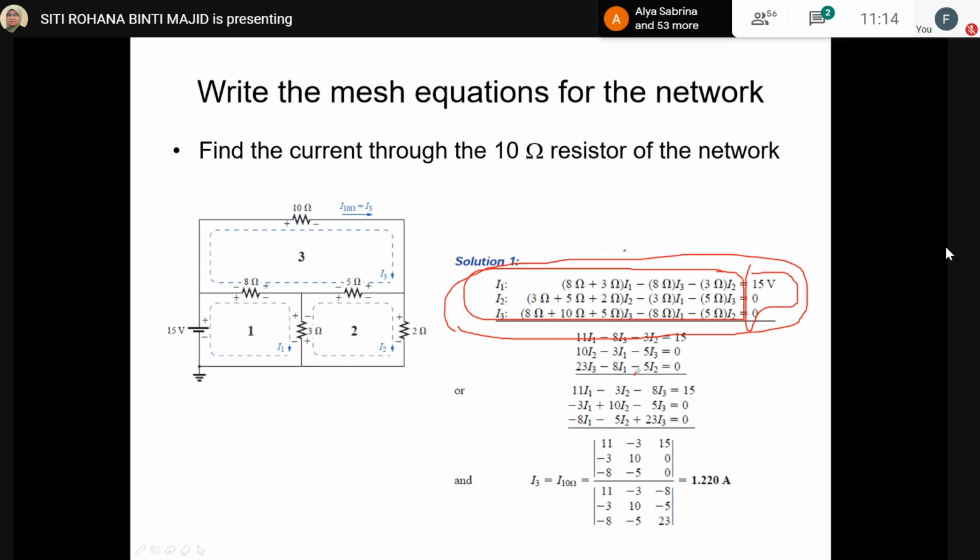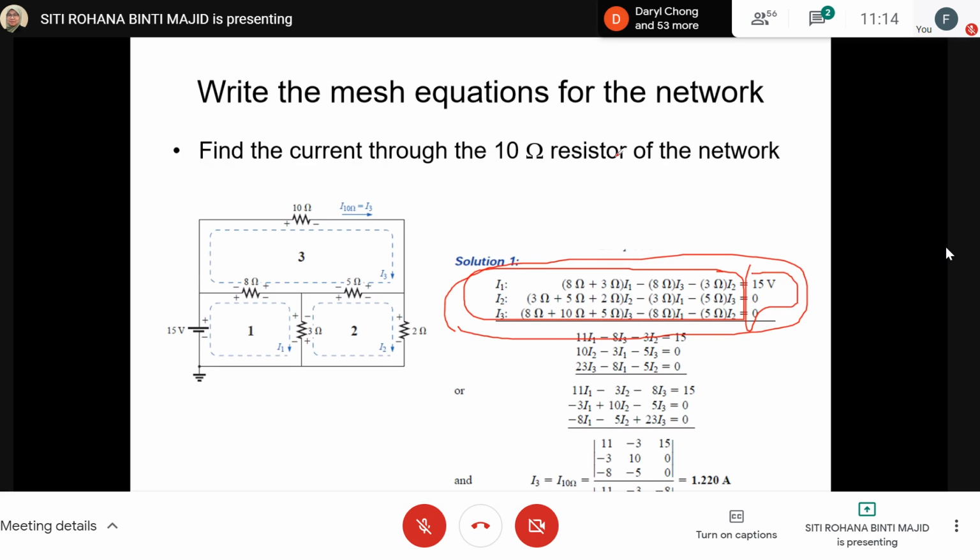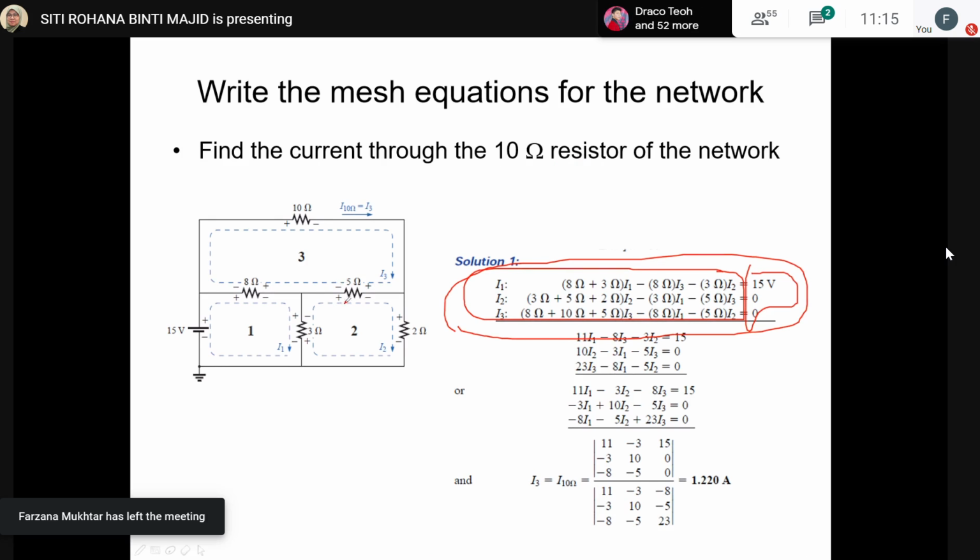So you have to choose which approach is easier for you, because we know that for the 10 ohm resistor only I3 goes across it. Let's say we change the resistor value in this question. For example, for the 5 ohm resistor, 5 I3 in, I2 out. So you have to get the resultant value.